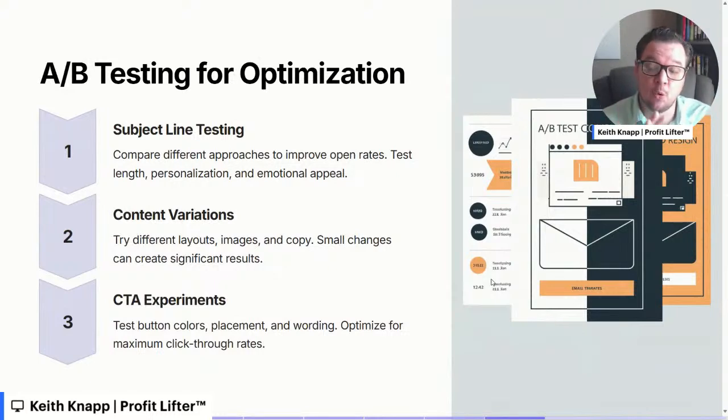The last thing that you want to look at for your A/B testing for optimization is your call to action experiments. Test your different button colors, placement, wording, and optimize for maximum click-through rates. Now, how do you do this if you're running one email campaign? Let's say you want to run a single email campaign for an upcoming webinar that you're going to do.